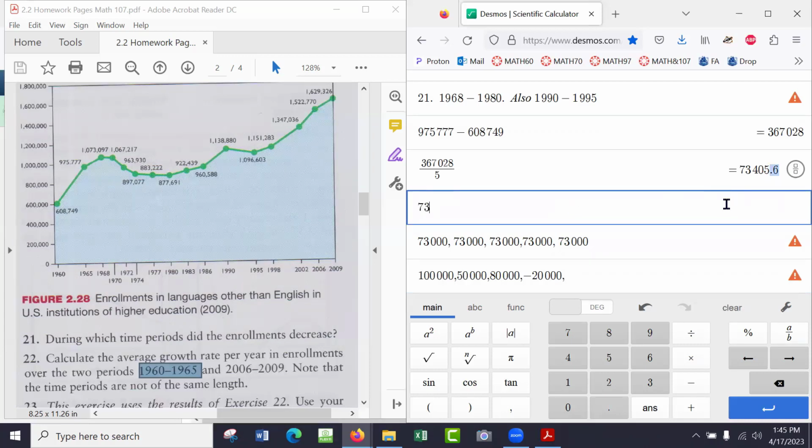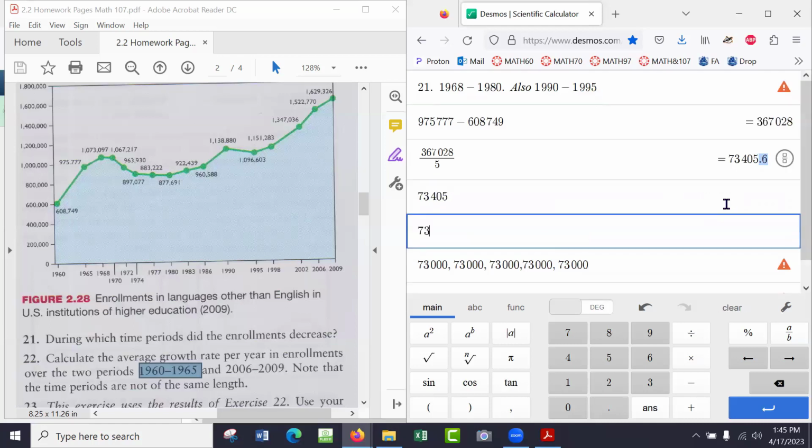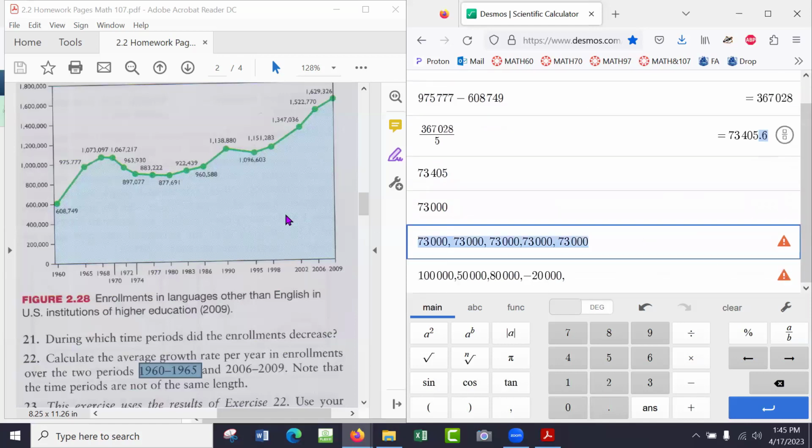So 73,405, unless you're asked to round to the nearest thousand, in which case you would say 73,000. Okay, but just check that. All right, so that's that time period. Now let's look at the other time period.